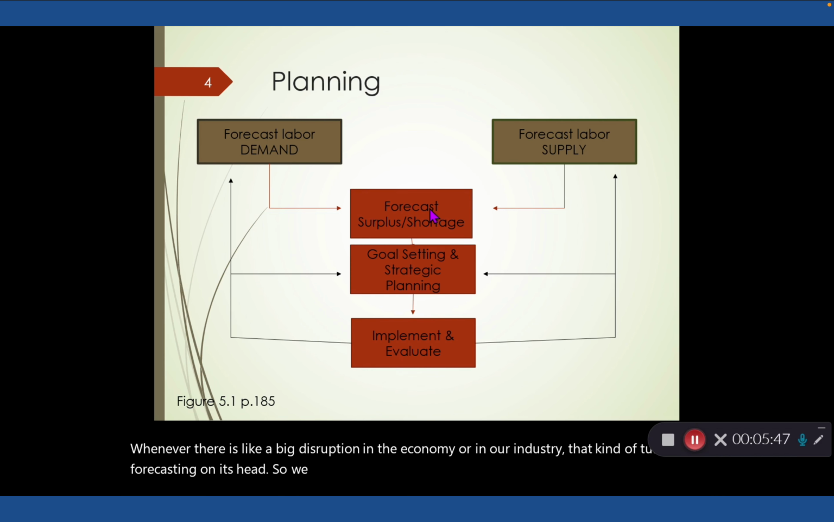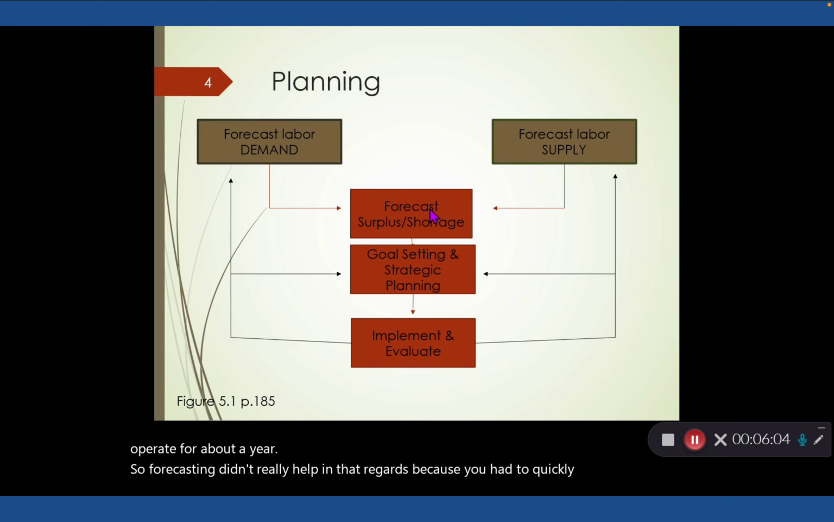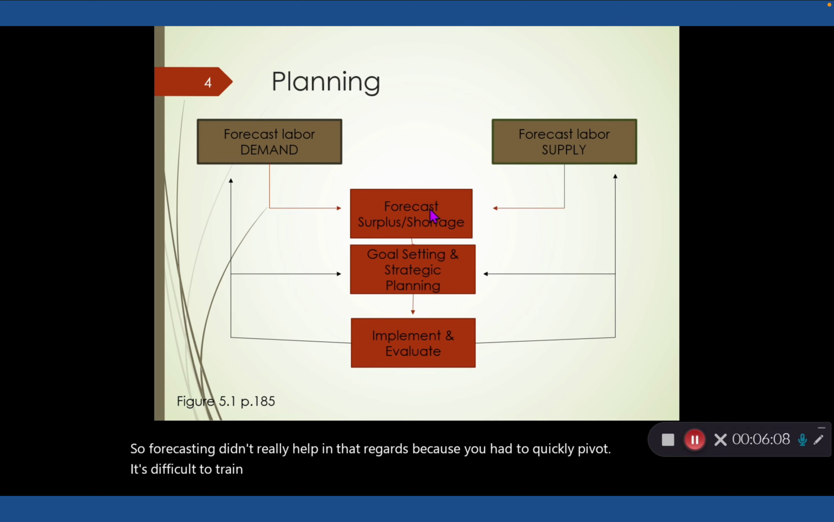We saw this with the COVID pandemic. Pretty much every department that had forecasted, the pandemic just changed every single way that companies could operate for about a year. So forecasting didn't really help in that regard because you had to quickly pivot. It's difficult to train how to pivot. That really comes from experience.